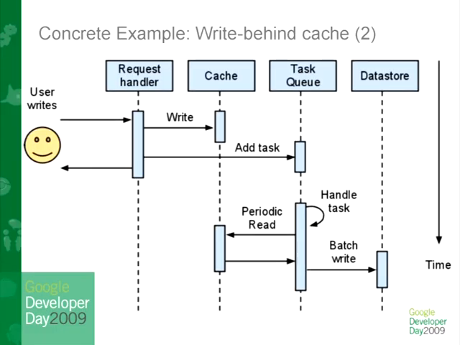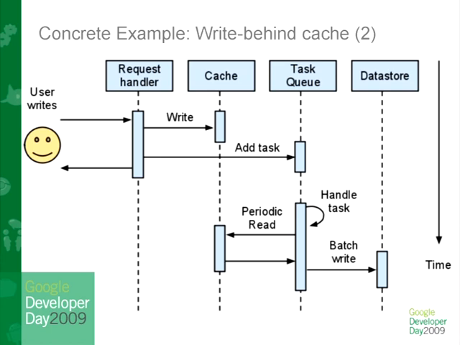Time goes down. This is a sequence diagram from left to right. On the left is the user, and they're initiating a write through your web application. So they click a button. It goes to your request handler. Your request handler then writes some information to the cache. Maybe it increments a counter, whatever, puts some data in the cache. And then immediately the request handler returns back to the user.